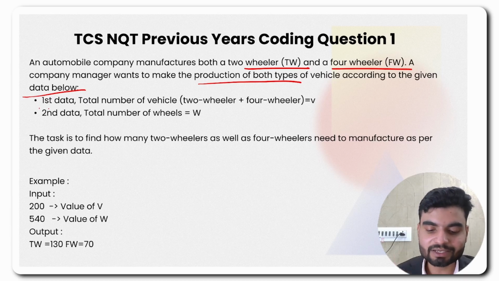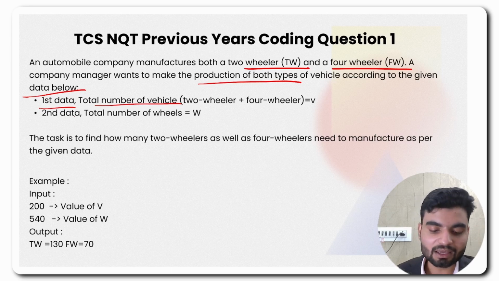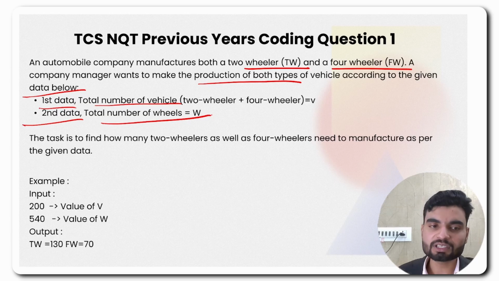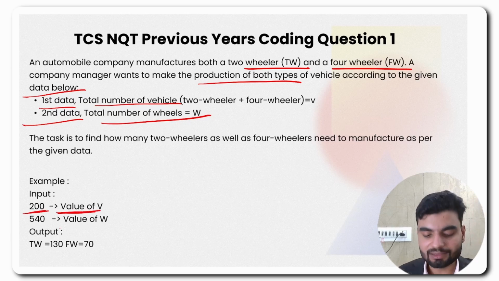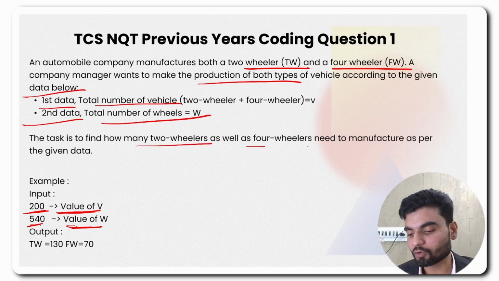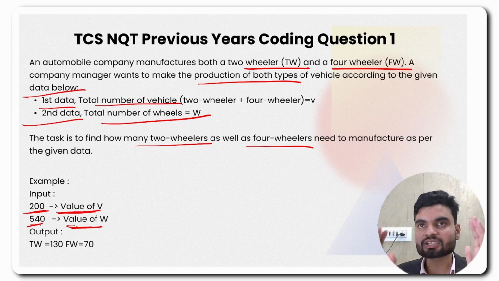The first data is the total number of vehicles, like how many vehicles they need to produce. The second is the number of wheels they have. For example, here they have B as the total number of vehicles and 540 as the number of wheels. The task is to find how many two-wheelers and four-wheelers there will be, which means we need to figure out the number of two-wheelers and the number of four-wheelers. I hope the problem statement is clear.